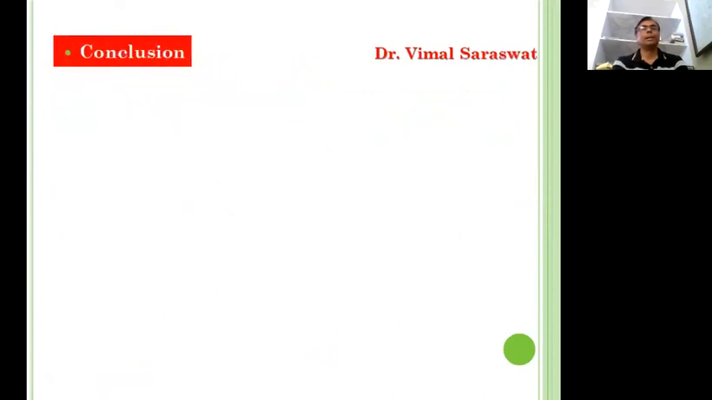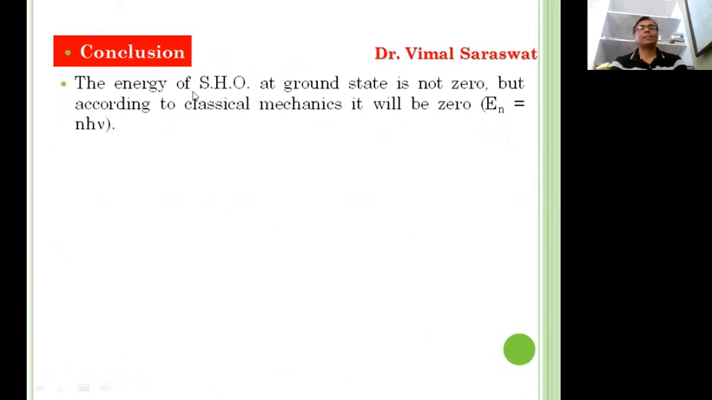Now the conclusion, which we carried out from the energy eigenvalues. The energy of the simple harmonic oscillator at ground state is not 0, but according to classical mechanics it will be 0, because according to classical mechanics En is equal to nhν, but according to quantum mechanics En is equal to (n plus half) hν or En is equal to (n plus half) ħω.